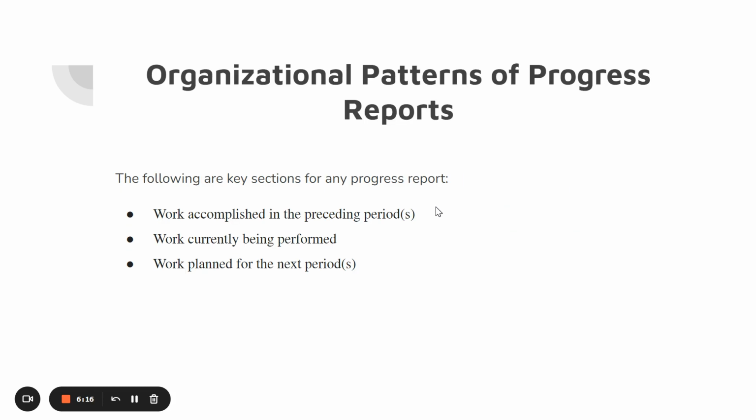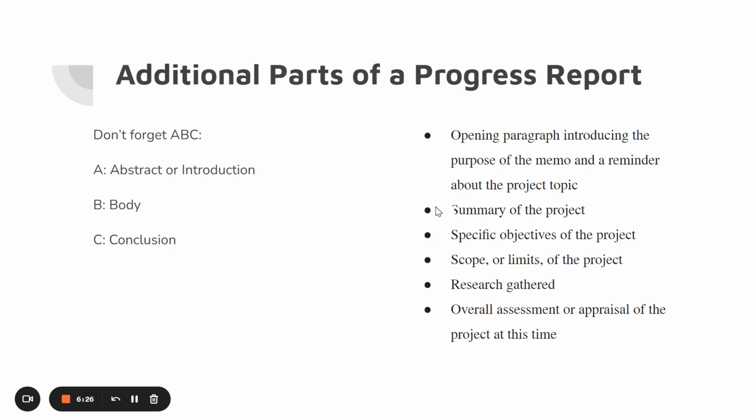So here are the key sections. You need to have 3 of these specific key sections: work accomplished, work performing now, and then work planned for the next section of work being accomplished. Don't forget your ABC format: abstract, body, conclusion.